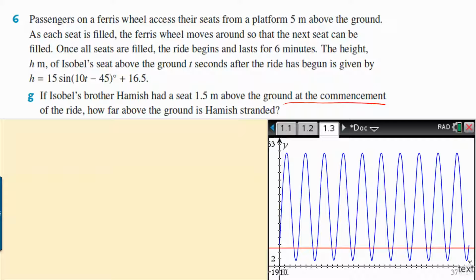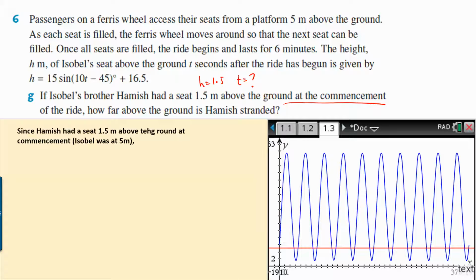Yes, Corinne? Could you find the x value at y equals 1.5 and then see where after 100 seconds after that, so add x plus 100 and then find the y value? Perfect. That's exactly what you do. What she's really saying there is, because we know he's 1.5 meters, what we're saying is h equals 1.5. What we don't know is, how long did it take for him to get to 1.5 to begin with? Because that's where the commencement was.